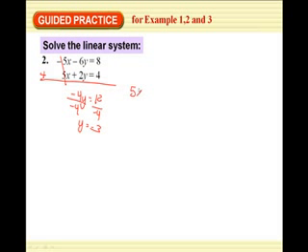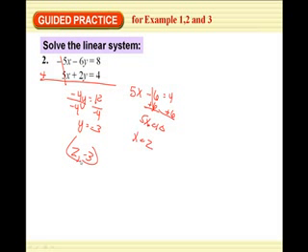I'm going to put it in for the second one. 2 times negative 3 is negative 6, equals 4 plus 6 plus 6. 5x equals 10, so x equals 2. So write that: 2, negative 3 is your final answer. That's it.